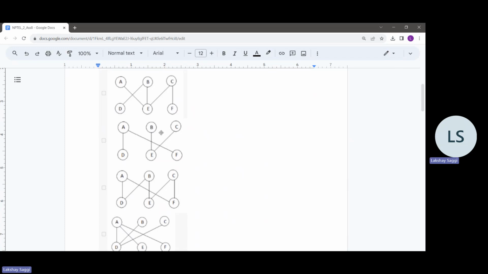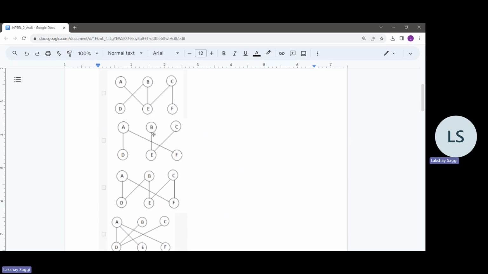But note that this vertex B here also has only one edge going out of it. Since all vertices need to be covered, vertices B and C both need to be covered by the matching if we want to have a complete matching.